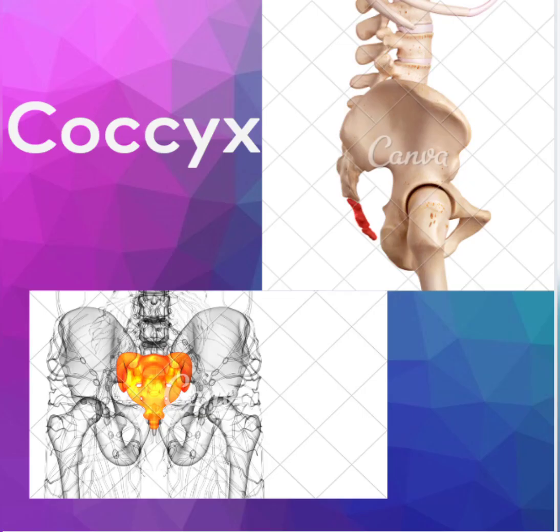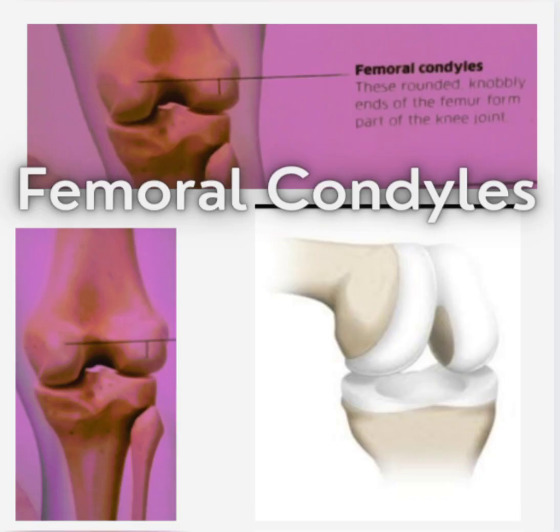The coccyx is a triangular arrangement of bone that makes up the very bottom portion of the spine below the sacrum. A femoral condyle is the ball shape located at the end of the femur. There are two condyles on each leg known as the medial and lateral femoral condyles.